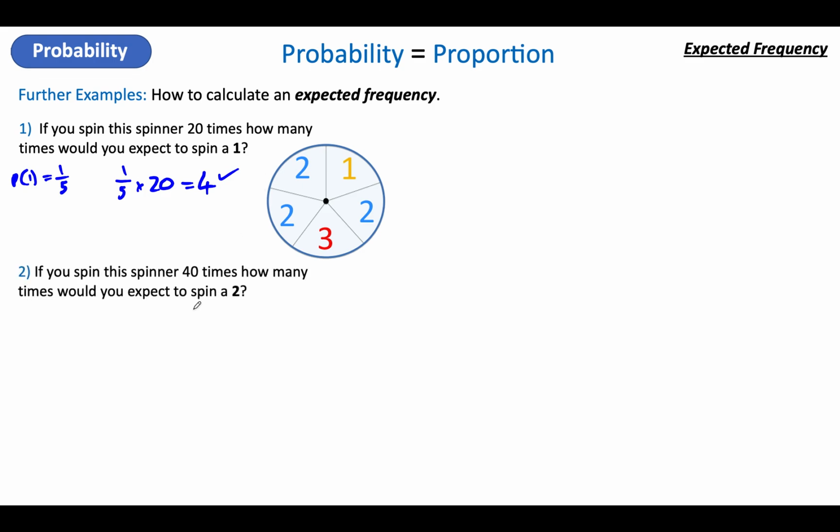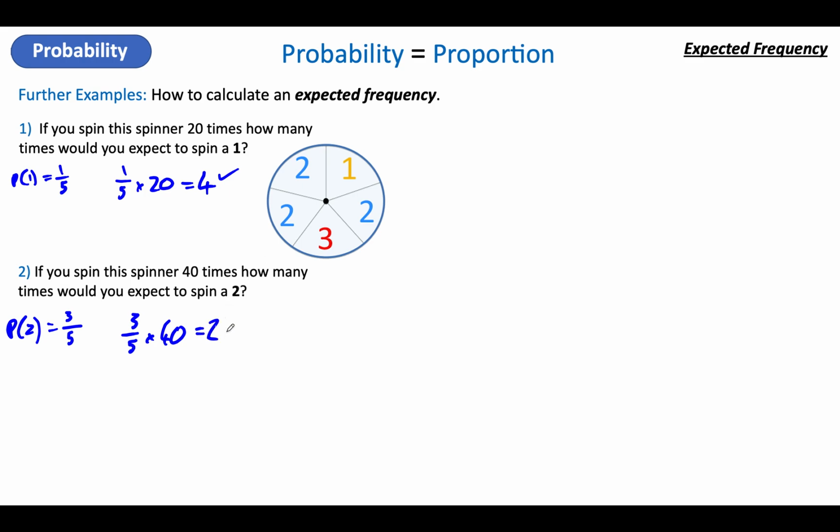What about if I spun it 40 times though? How many times do I expect to get a 2? Again, work out the probability first. What is the probability of getting a 2 on this spinner? Well, there are 3 spaces that have got a 2 out of a total of 5. So the probability of getting a 2 is 3/5. So that is the proportion of times that I would expect to get a 2. Probability is proportion. So I'm going to do 3/5 times by the 40, which is 24.